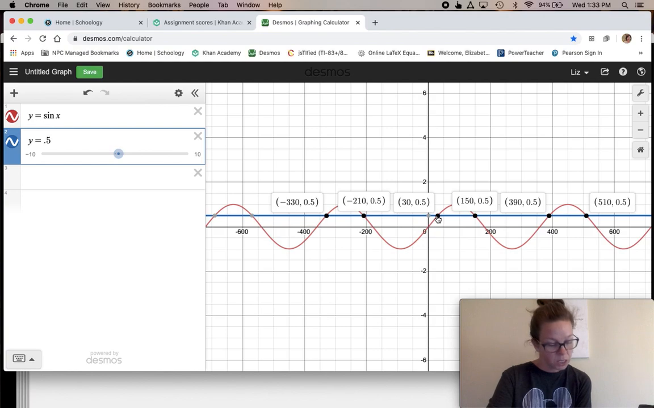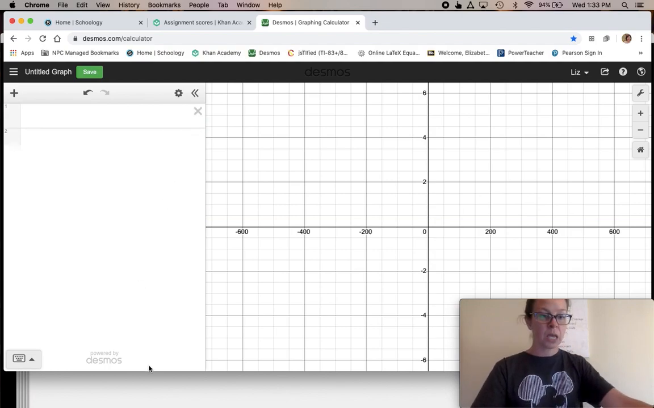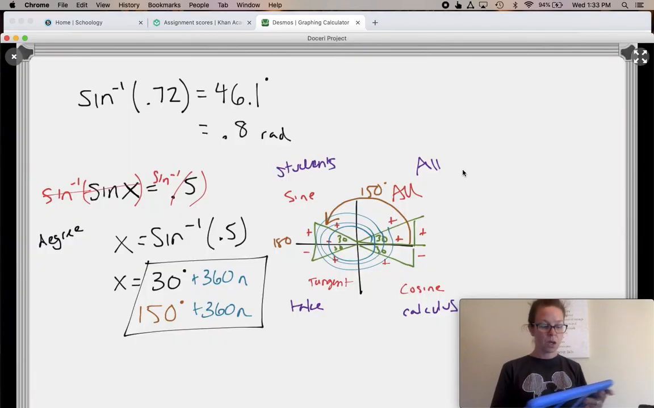So I want to look at another example. So get rid of these. And I'm going to look at, I'll write the equation at the bottom here.